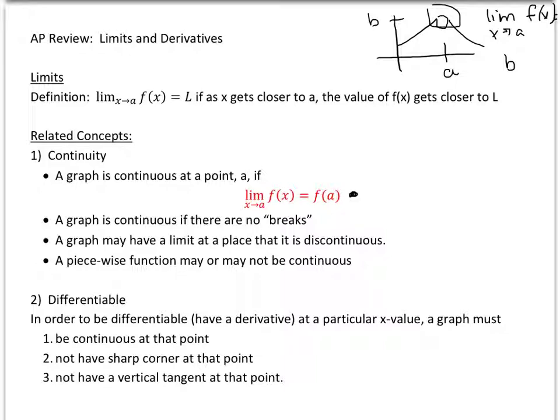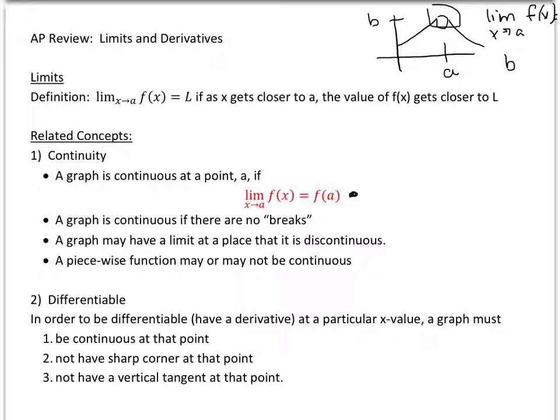Just in general though, if we have a graph or some question where it's calculator active, then we can just look at the graph and we'll know that the graph is continuous if there are no breaks. We talked about a situation right up here in our picture where the graph has a limit but is discontinuous at x is a. So in this situation in my graph here, I do have the limit as x approaches a of f of x, and that's b, that's the y value b, but there is no f of a in the function there.